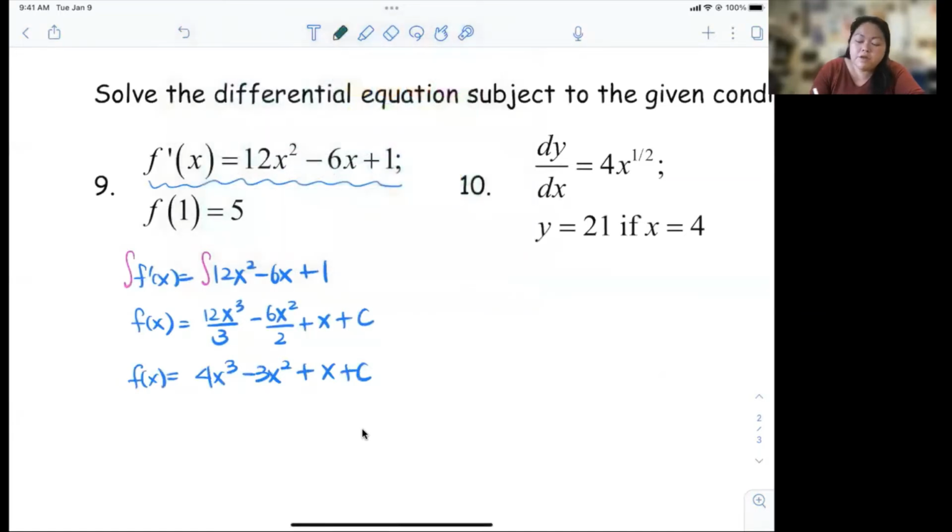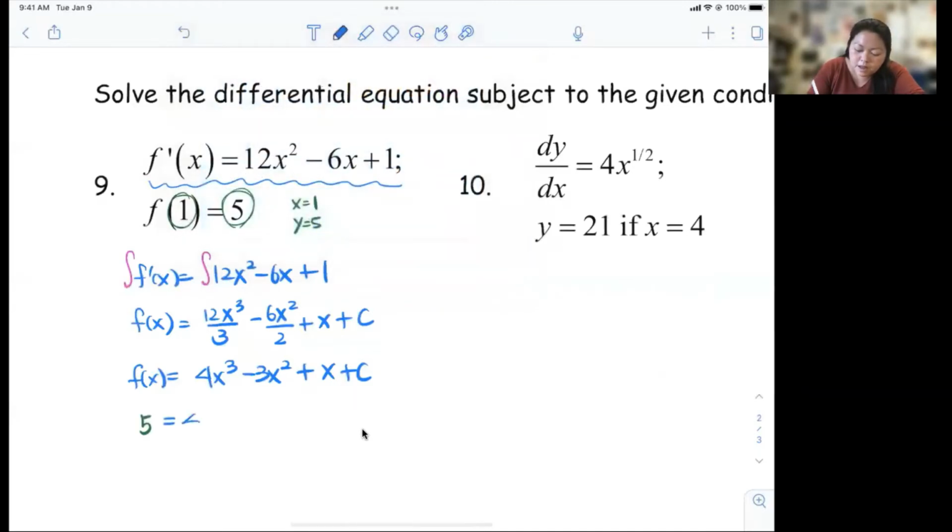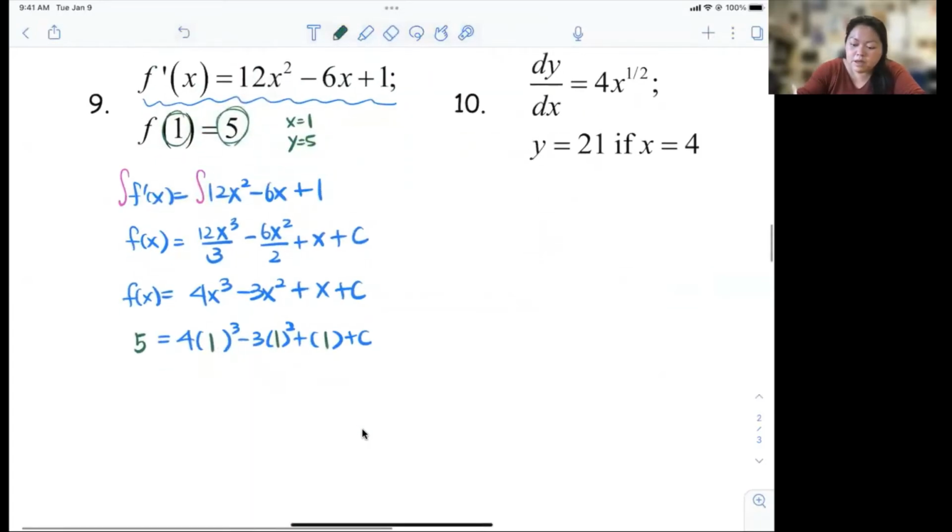Now, I'm giving you a second piece of information. f of 1 equals 5. So when you plug in 1, your f of x is 5. So your y equals 5 and your x is all 1, right? Based on that piece of information given to me there. 1, 1, 1. Okay, so now I just do the algebra and clean this up.